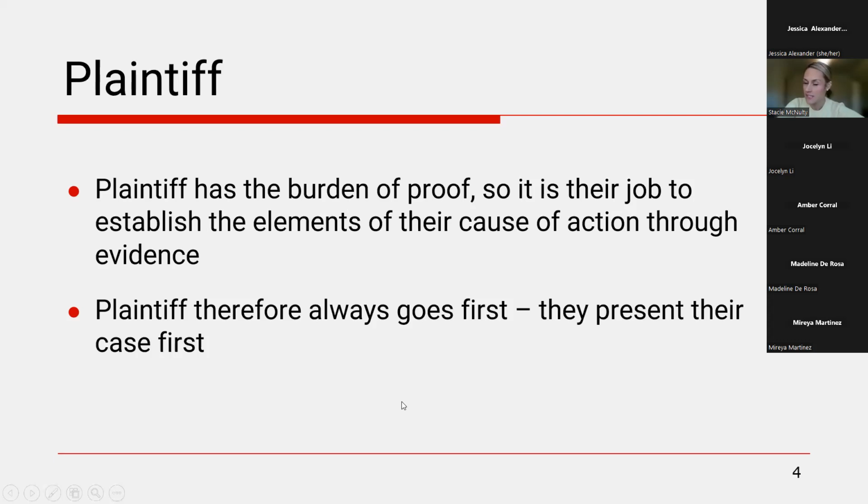Okay, parties. There's plaintiff and defendant. I believe it is a civil case. In a criminal case, there is the state and the defendant. The plaintiff has the burden of proof. You've got the elements of the cause of action. They're bringing the case. They filed a lawsuit. So it's the plaintiff's job to prove the elements of their claim with evidence. That is why in a trial, a plaintiff is always going to go first. They're going to give their opening statements first. They're going to present their witnesses first. And that is because it's their job to prove their claim.